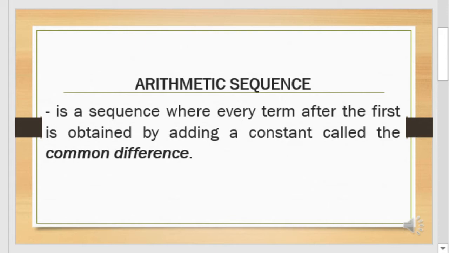This is the number that we add to each preceding term, meaning the previous term. To the previous term, you add a certain number, then you obtain the succeeding term, and then to that succeeding term, you add the certain number again, then that would be its next term.